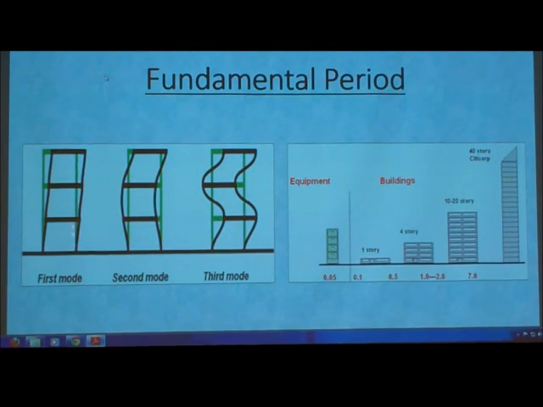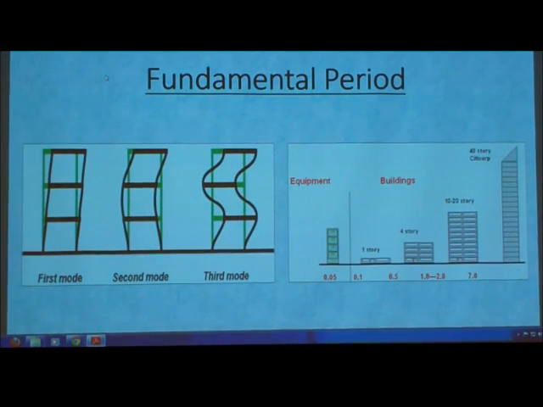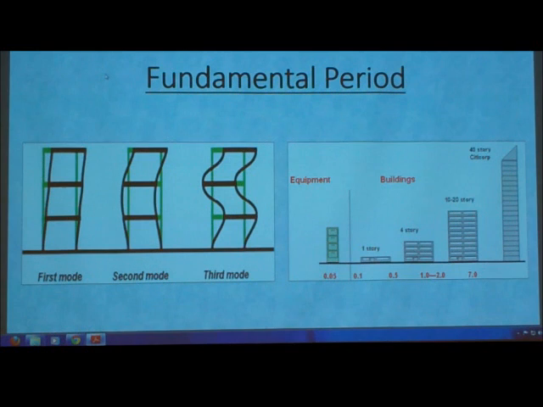They will advance from the first mode to the second mode and to the third mode. As your buildings get taller like this, they will go through several modes that you have to analyze and look at. But when you're just dealing with one- to four-story buildings, you can just look at the first mode, the fundamental period, because that's generally going to be the most effective one, the one that's most likely to happen first.